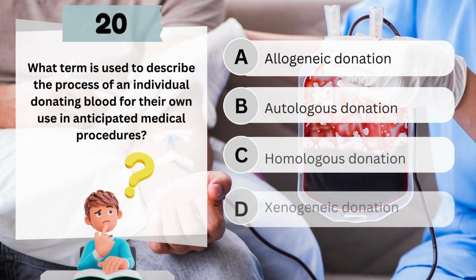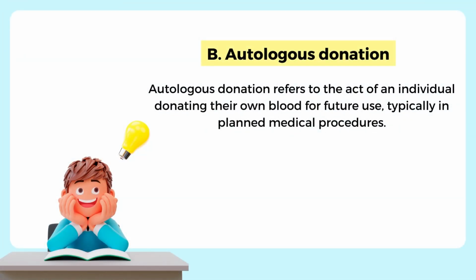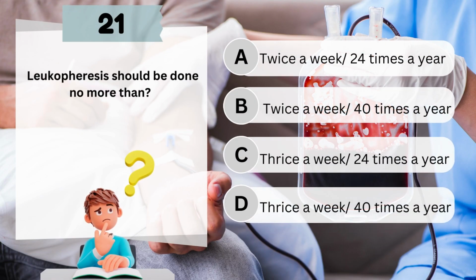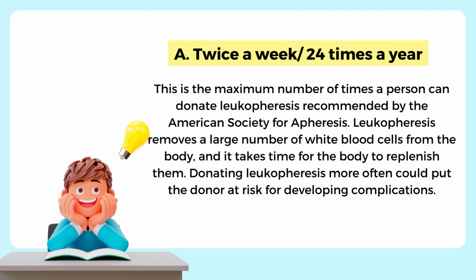What term is used to describe the process of an individual donating blood for their own use in anticipated medical procedures? The correct answer is B. Autologous donation. Leukapheresis should be done no more than? The correct answer is A. Twice a week, or 24 times a year.